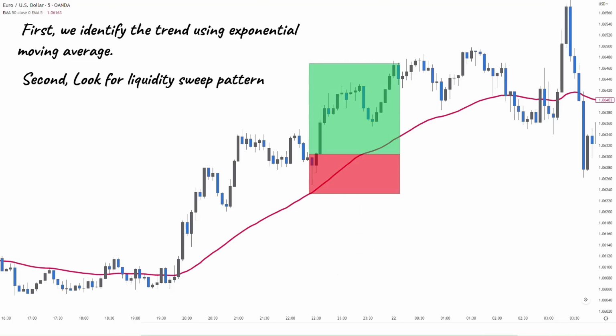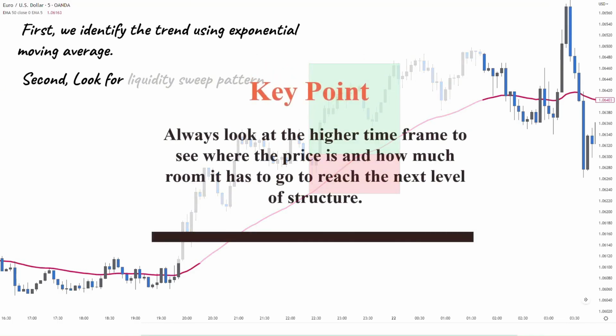Our stop will be below the long wick candlestick and we will target the next level of structure. You could also make your trade break even by closing half of your position when the price reaches your 1 to 2 target. Here is the key point. Always look at the higher time frame to see where the price is and how much room it has to reach the next level of structure.